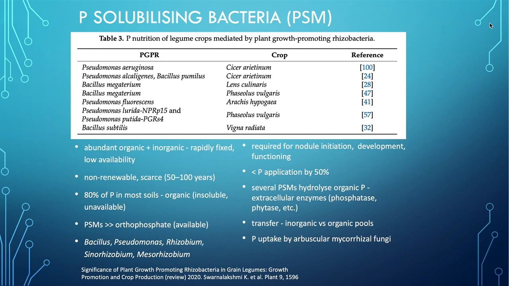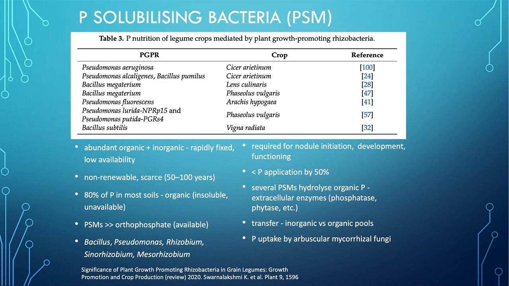So phosphate solubilizing bacteria or microbes. As you can see from the table there, there's quite a few of them that have been so far identified. And even though phosphate is an abundant organic and inorganic mineral, it is actually rapidly fixed and has a very low availability. It is a non-renewable, scarce resource, and we probably have up to 100 years left if we keep mining it. And 80% of total phosphorus in most soils is in this organic form, which is actually insoluble and unavailable. So phosphate solubilizing microbes convert it into orthophosphate, which makes it available to the plant.